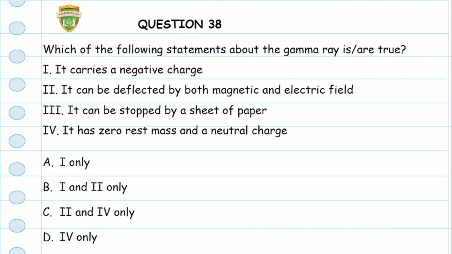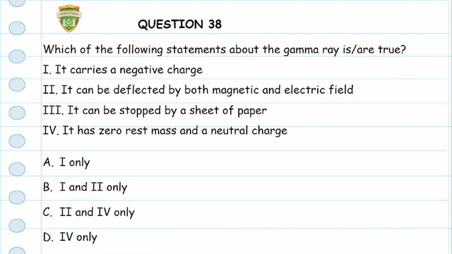Question 38. Which of the following statements about the gamma ray is or are true? We have four statements here. One says it carries a negative charge. Two says it can be deflected by both magnetic and electric field. Three says it can be stopped by a sheet of paper. And then four says it has zero rest mass and a neutral charge.